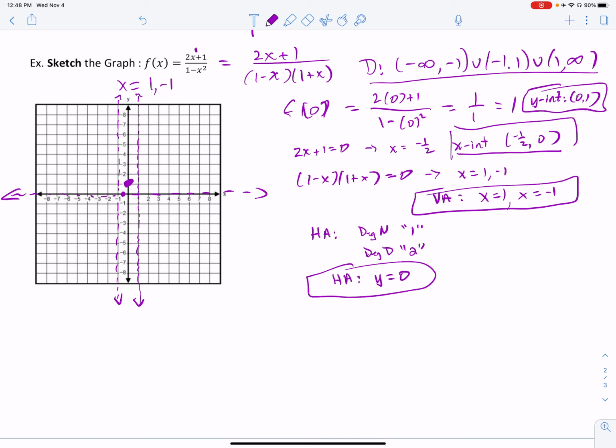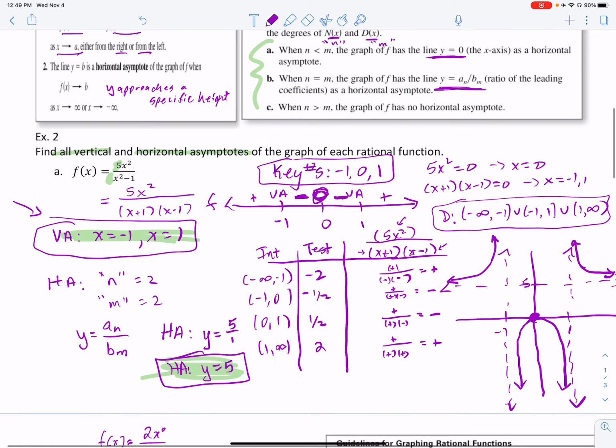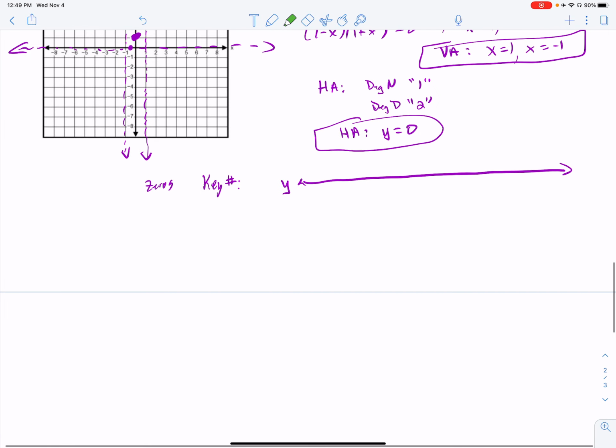Those are all things that you're going to need to be able to identify. Now, to sketch this, I am going to do a number line, and I'm going to use all my key numbers. And the key numbers are the zeros and the values that we had to skip. Back up here, we call those the excluded values, the excluded x values. So the zeros and excluded values, the vertical asymptotes, are my key numbers.